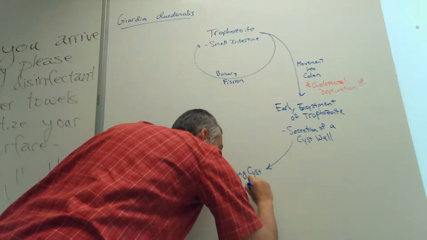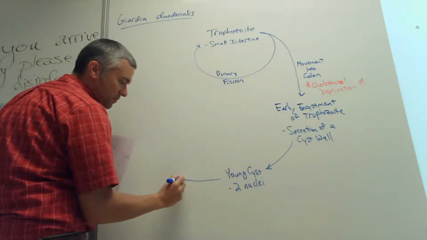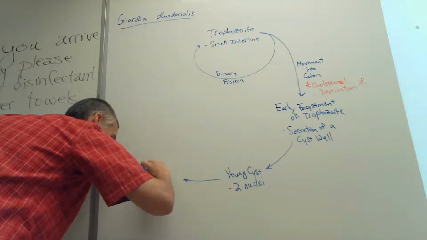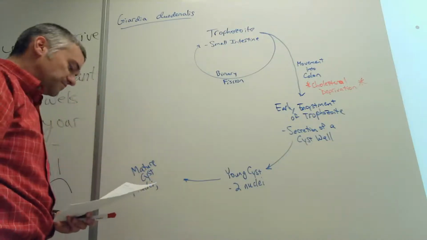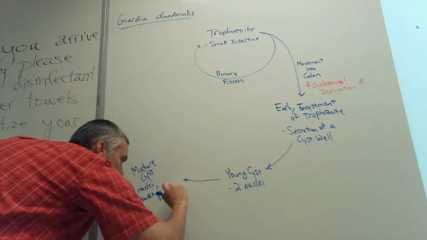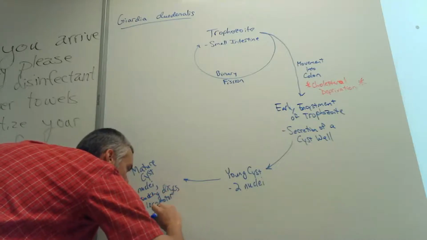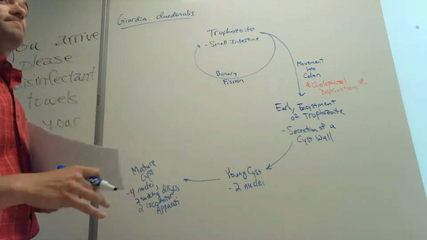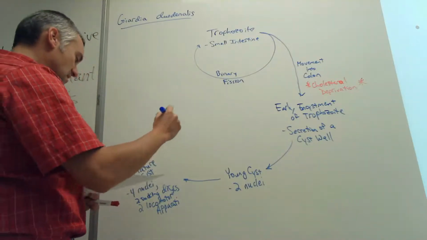Now, this young cyst stage, we have two nuclei. All right, we have two nuclei. This young cyst will then develop a little bit further to produce a mature cyst. And a mature cyst has 4 nuclei. Four nuclei, 2 sucking discs, and 2 locomotor apparati. So we've kind of doubled, replicated, but it's not completely separated yet.